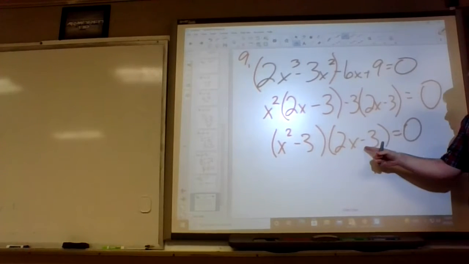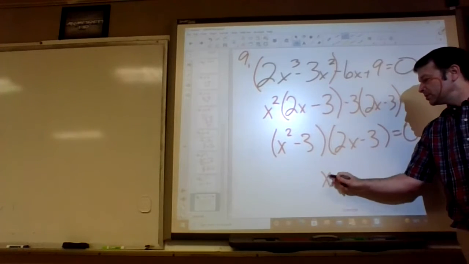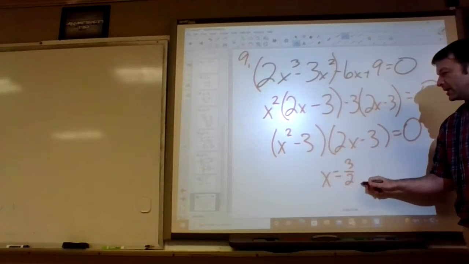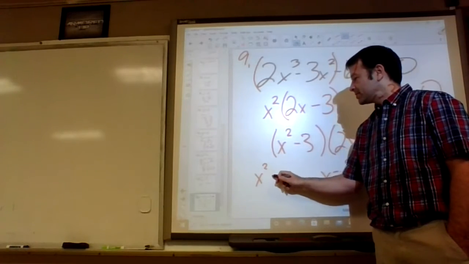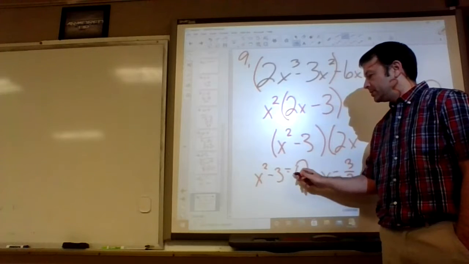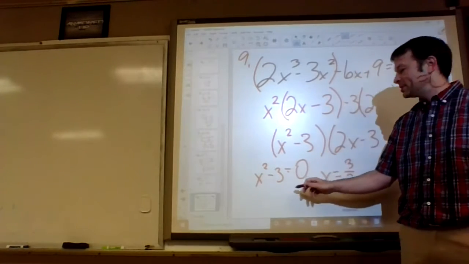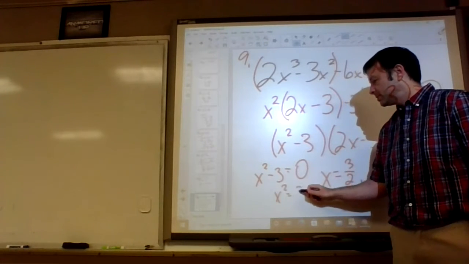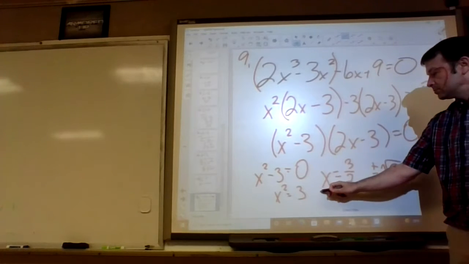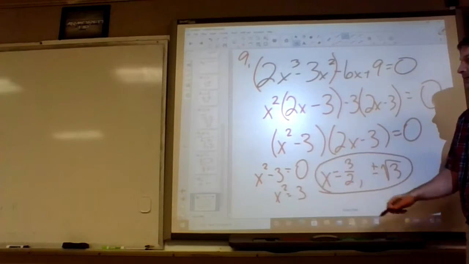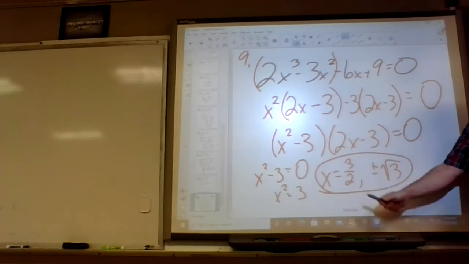And then what is the answer for this factor? 3 over 2. What's the answers for these factors? So it's x squared minus 3. We want it to equal 0. So you add 3 and take the square root of 3. It's not just square root of 3 though. What is it? Plus or minus square root of 3. Three answers. Cubic function. Why is it 3? 1, 2, 3. Oh, okay.